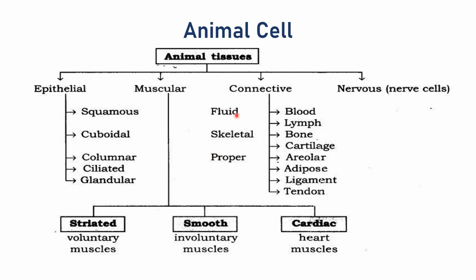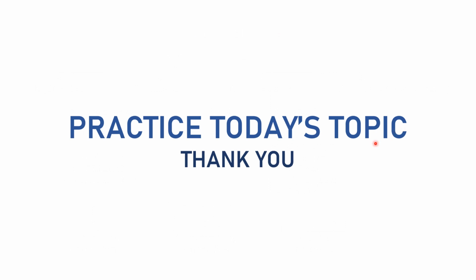Fluid connective tissue is of two types, blood and lymph. These are the two fluid parts in our body. Skeletal is further divided into bone and cartilage, and proper connective tissue is further divided into areolar, adipose, ligaments and tendon, right? And then we are going to study nerve cells or nerve tissue, the diagram of the nerve cell. So this is all about today's session, students. I have discussed almost everything, the differences between xylem, phloem and meristematic tissue and permanent tissues, right?